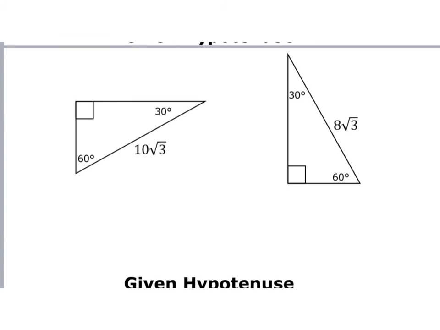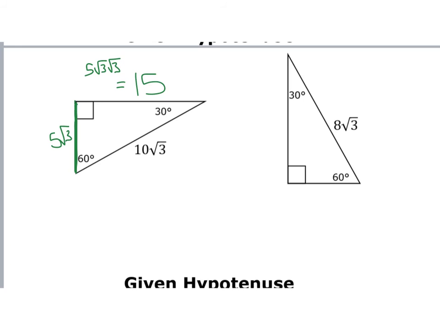If my hypotenuse is 10 square roots of 3, what's my short leg? 5 radical 3. And what's my long leg? You take the 5 square root of 3 and you put another square root of 3 on it. What does that become? 15. Okay.